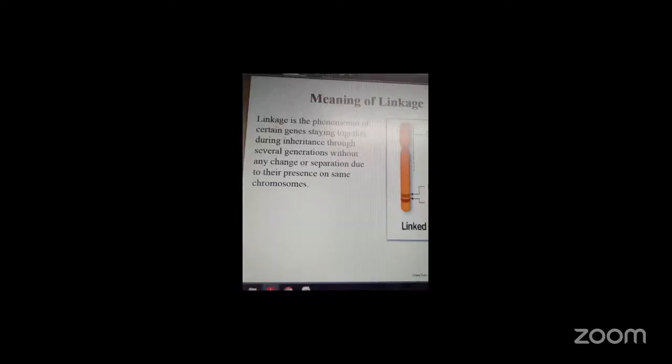This is the meaning of linkage. Linkage is the phenomenon of certain genes staying together during inheritance through several generations, without any change or separation, due to their presence on the same chromosome.